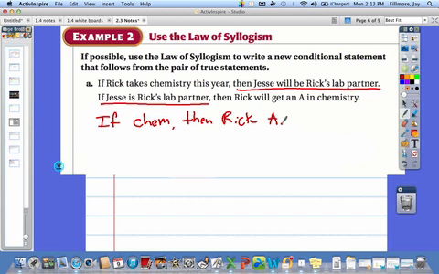You should write with proper grammar the entirety, but in order to keep this video nice and short, I'm going to go ahead and abbreviate. So if chemistry, then Rick gets an A. That's eliminating the middle piece. If he takes chemistry, Jesse will be Rick's lab partner. If Jesse's his lab partner, Rick will get an A. So we can just say if he takes chemistry, we know he's going to get an A and cut out the middle piece. So that is one example of law of syllogism.